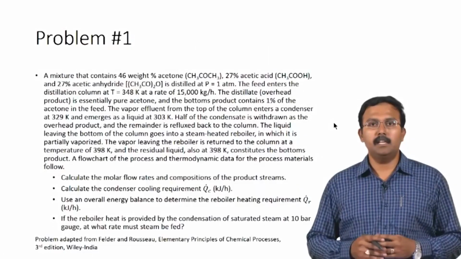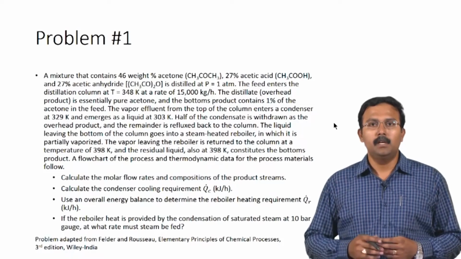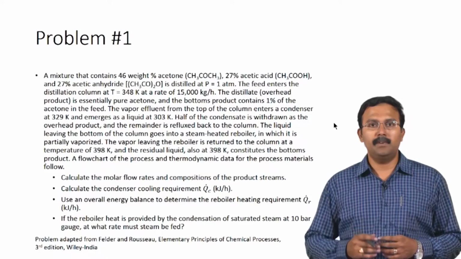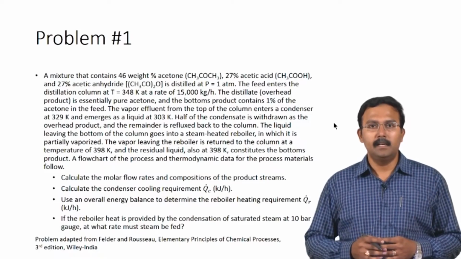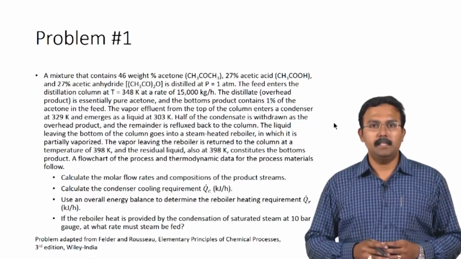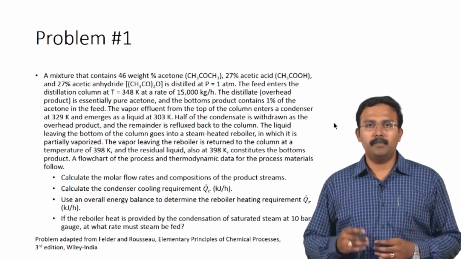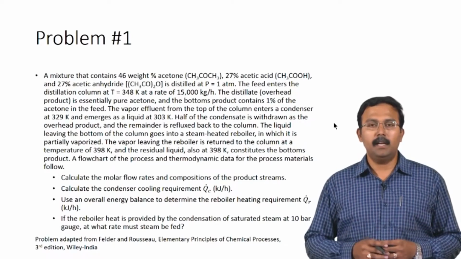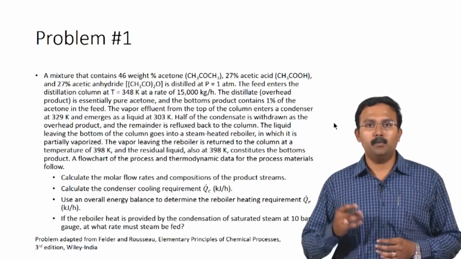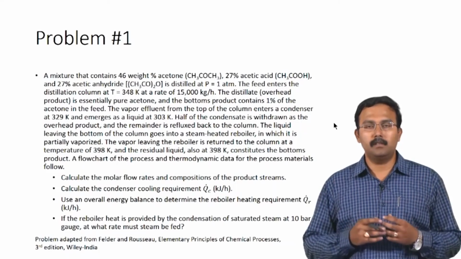A mixture that contains 46 weight percent acetone, 27% acetic acid and 27% acetic anhydride is distilled at a pressure of 1 atmosphere. The feed enters the distillation column at a temperature of 348 Kelvin at a rate of 15,000 kilograms per hour. The distillate, which is the overhead product, is essentially pure acetone and the bottoms product contains 1% of the acetone which is sent through the feed.